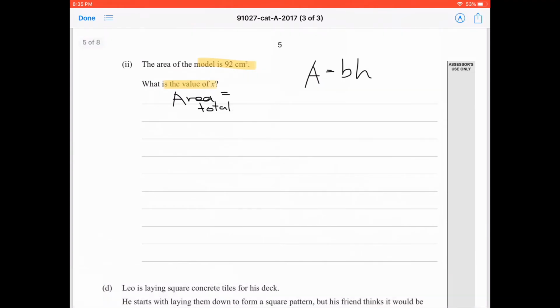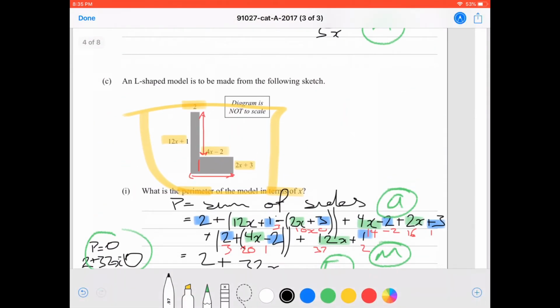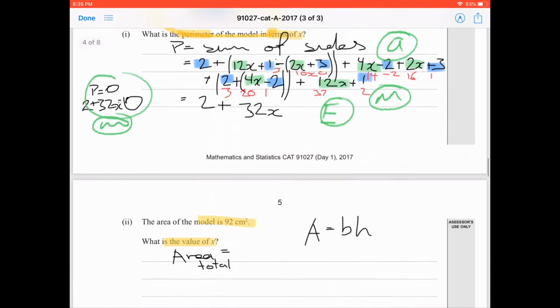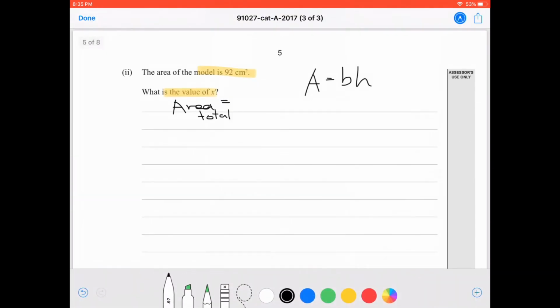is, we go back and look at the way we split our shape earlier, so we had that and we had that. This is where that comes in handy, right? So we can say the area of this shape is the area of the vertical skinnier rectangle plus the area of the horizontal rectangle. Okay, and that equals 92, right? Because the area of the model is 92. That's something they've given to us, and we're trying to find the value of x.